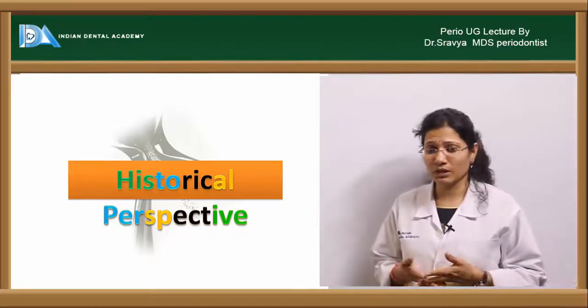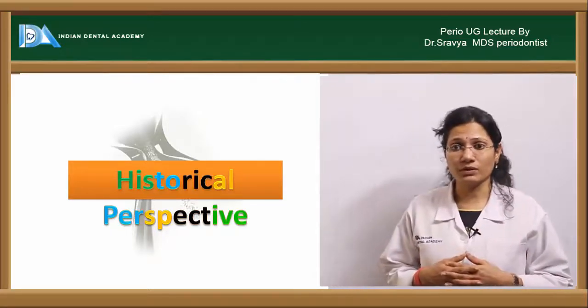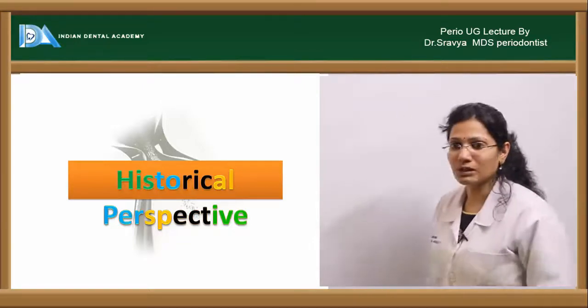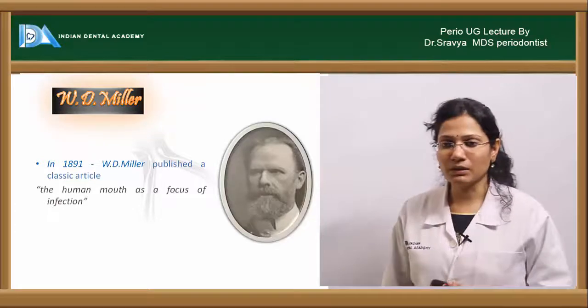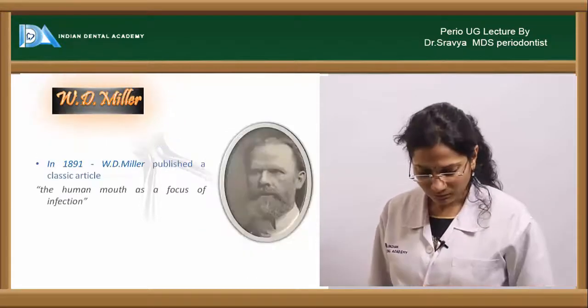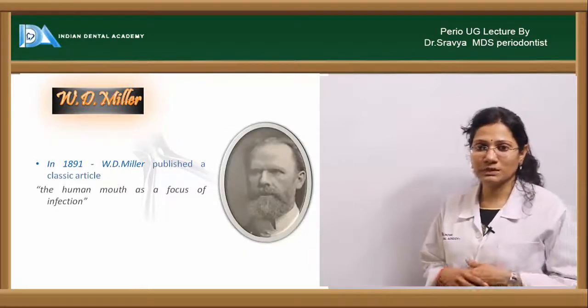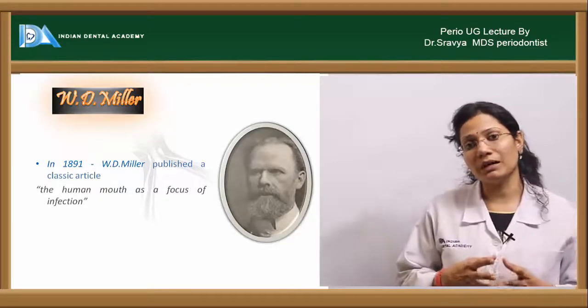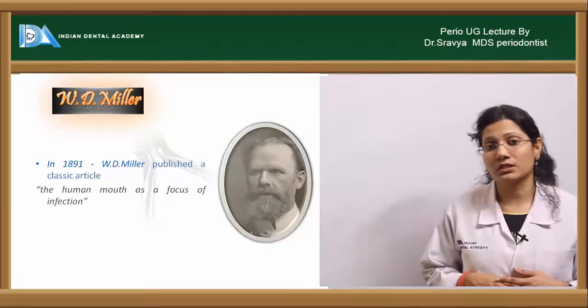Now, if you go a little back into the history, earlier there was not much evidence, although ample evidence is available to date. They were just based on hypothesis. Many authors, like William Hunter and W.D. Miller, followed by William Hunter, were the two renowned personalities who said that oral infection is the main culprit for causing any of the systemic diseases.